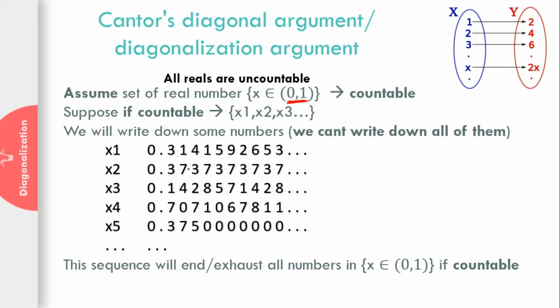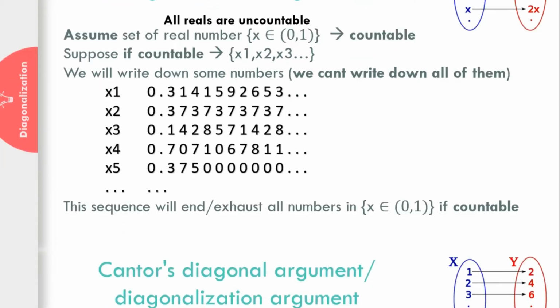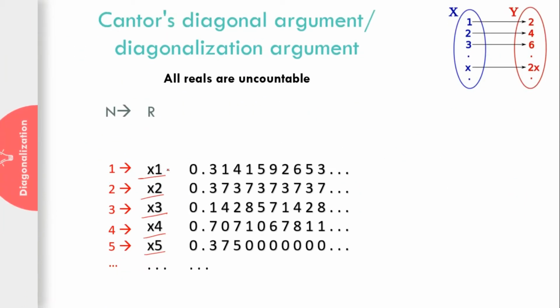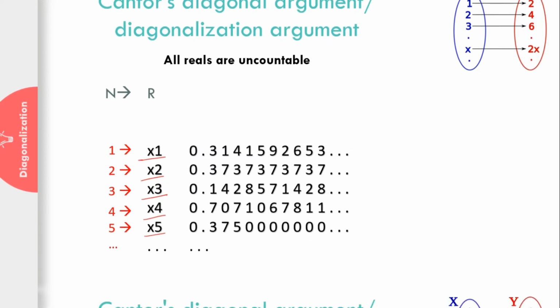Now we are randomly picking numbers from 0 to 1 and listing them out. After that, we make this number the first element, this the second, this the third, fourth, and so on. This is called the natural numbers 1, 2, 3, 4, and so on. These are the members of the natural numbers, and these are real numbers. So this is called a one-to-one mapping of natural numbers to real numbers, meaning you are labeling the first element, second element, third element of your real numbers.